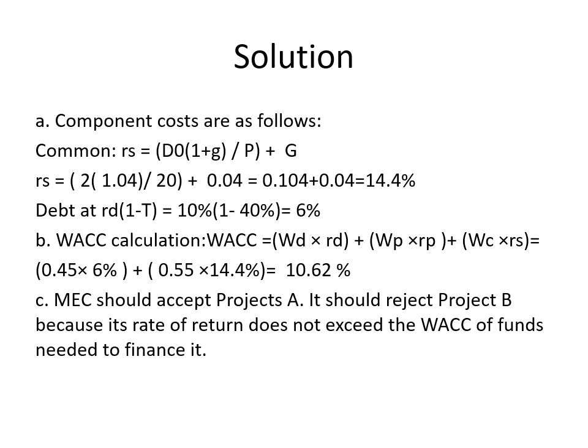That's why MEC should accept project A because it gives a rate of return of 13% and reject project B because it gives only 10%, which is lower than the 10.62%.